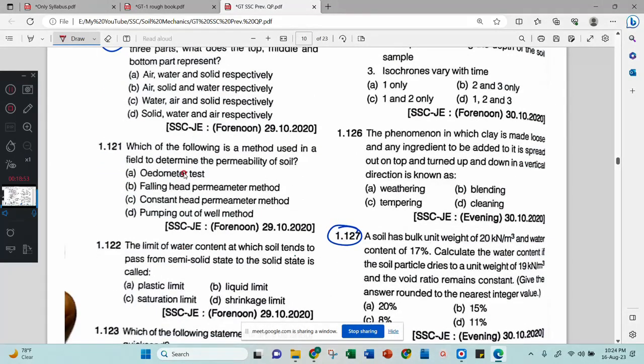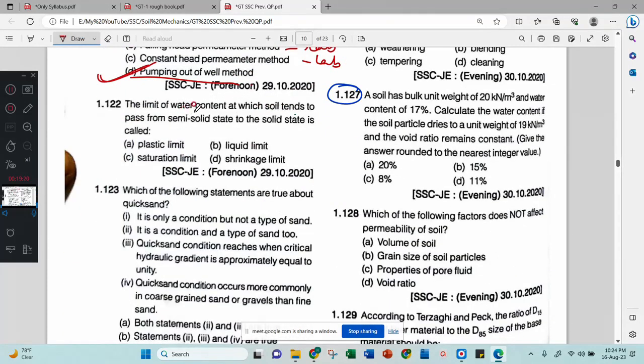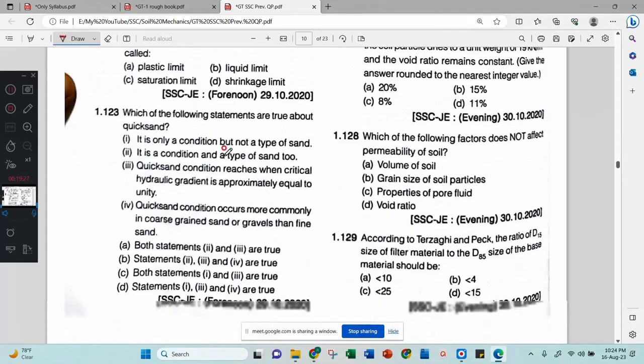Which of the following is a method used in the field to determine the permeability of soil? Oedometer is for consolidation, not for permeability. Wrong answer. Falling head permeability method is a lab method. Constant head permeability is a lab method. Pumping out well method is a field method. The limit of water content that turns soil semi-solid was covered yesterday. Now this is very important.